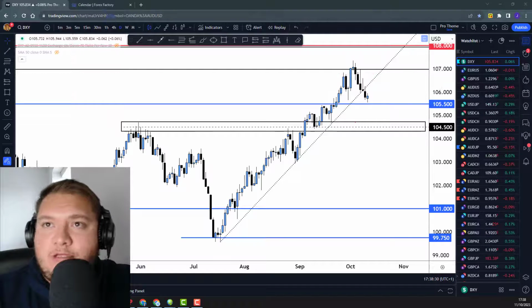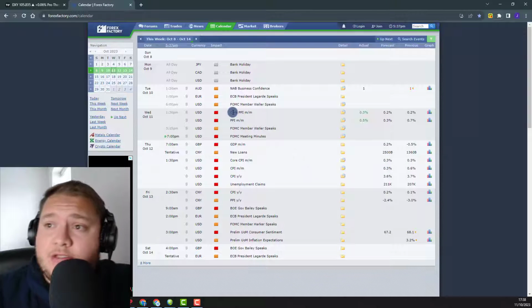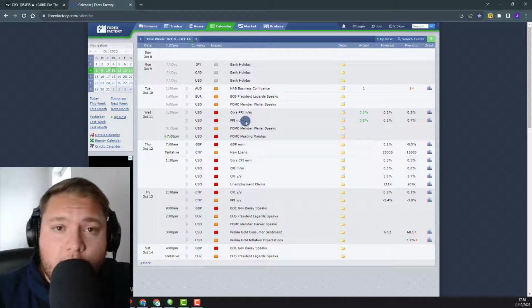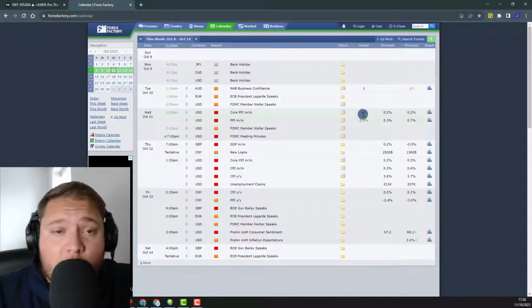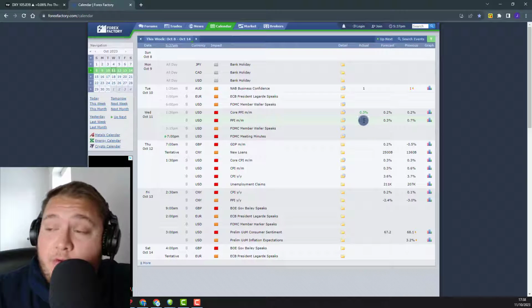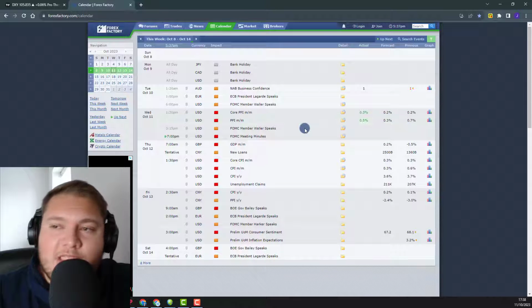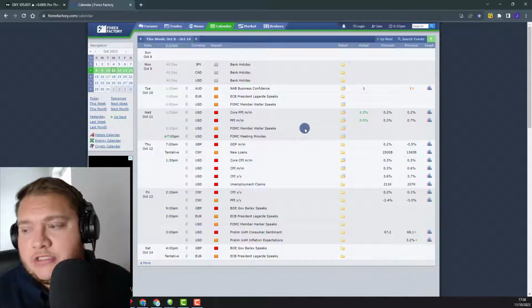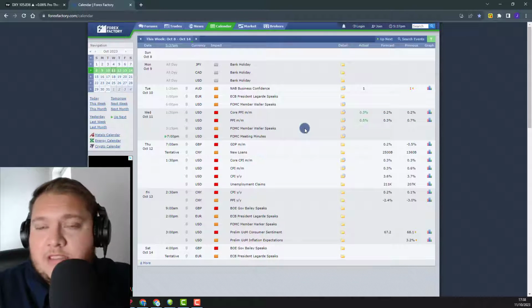Now obviously we've got some dollar data out today. We had the US core PPI and PPI month on month. They actually came in a little bit better than expected, so we saw a rise from 0.2% to 0.3%, and PPI actually beat forecast, still down but beat forecasts, at 0.5%, down from 0.7%.